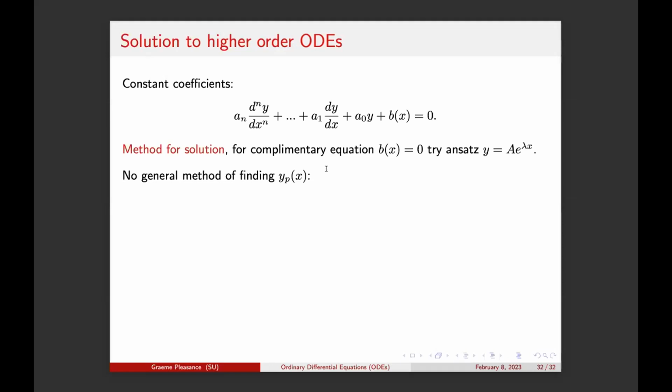Unfortunately, in the case where we have an inhomogeneous term, there's no real general method for determining what the second contribution to the solution is, so what this particular integral is. But there are different kinds of trial forms of this function that you can adopt depending on what the function b of x is.